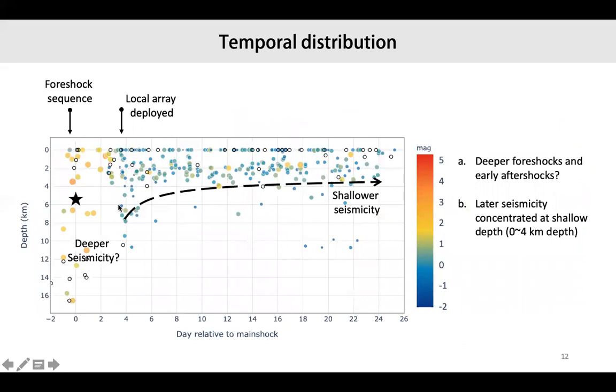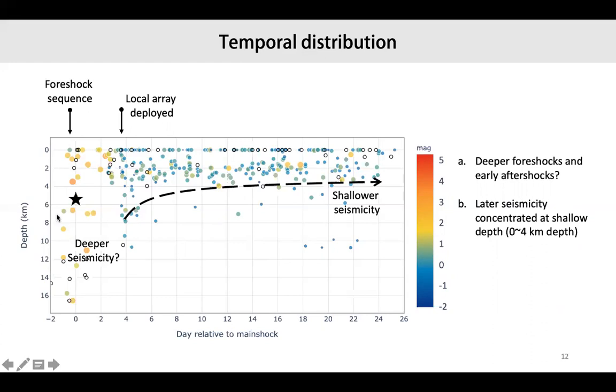Here is the depth evolution of the earthquakes with respect to time. As you can see, in the earlier days, we see more deeper events, and roughly after 4 days, the seismicities became shallower, and they are concentrated at depths between 0 to 4. This could be real, but it can also be due to the lack of local stations in the earlier days.